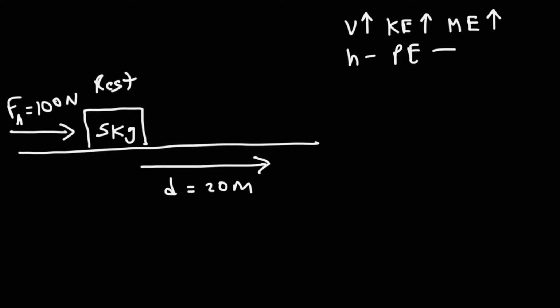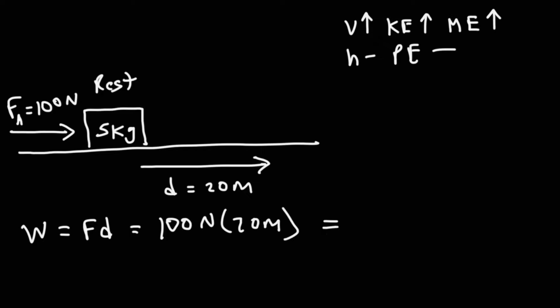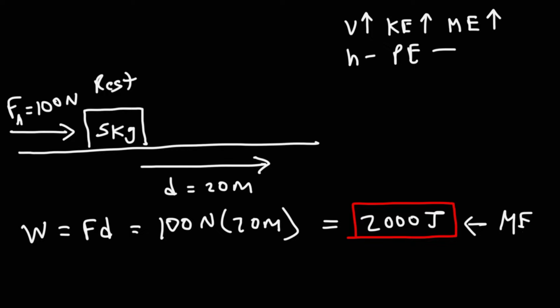In other words, this force is doing work on the block. And we can calculate the work done on the block by this force using this equation. So it's the applied force times the displacement. That's going to be 100 newtons times 20 meters, which is 2,000 joules. So because the block was at rest and we did 2,000 joules of work on it, this is going to be the total energy of the block. It's going to be equal to its mechanical energy, and at the same time, it's going to be equal to its kinetic energy.